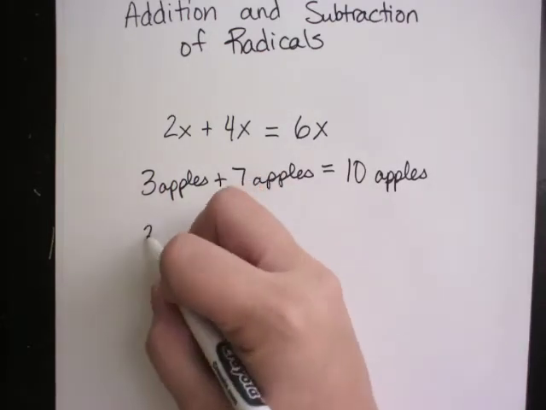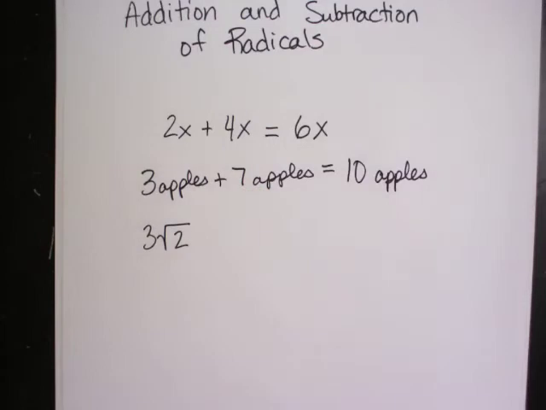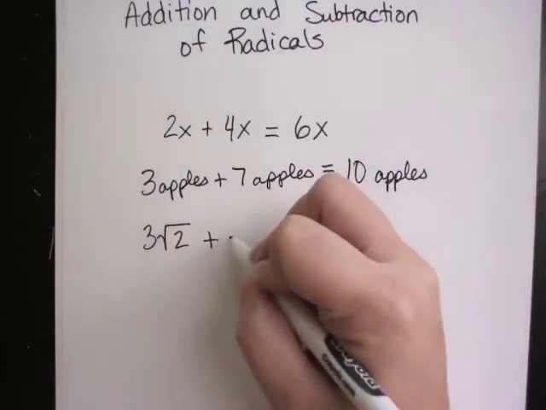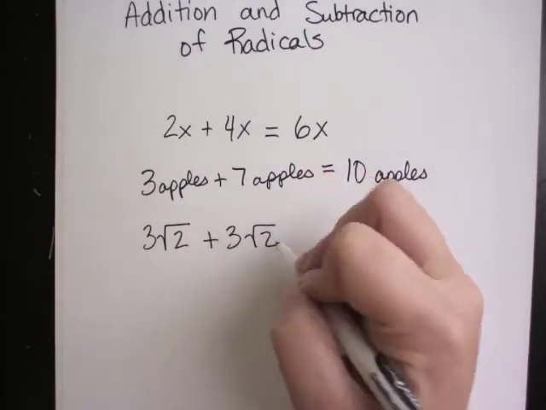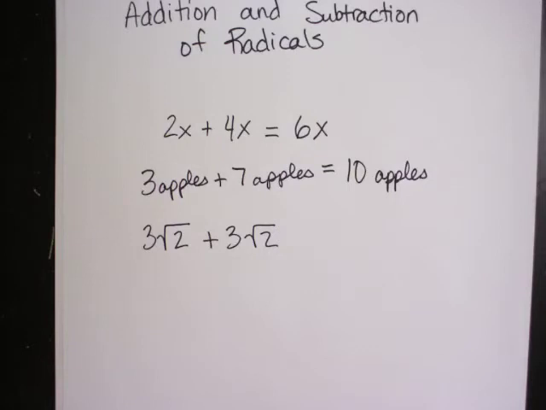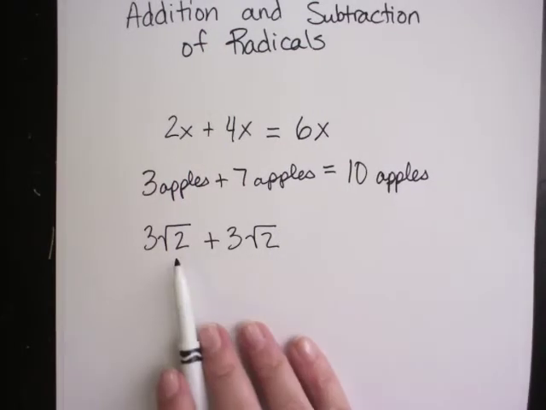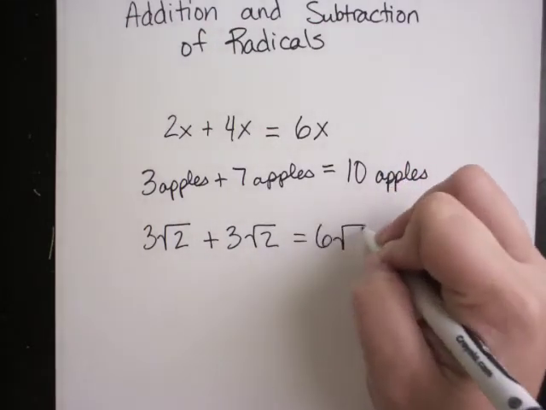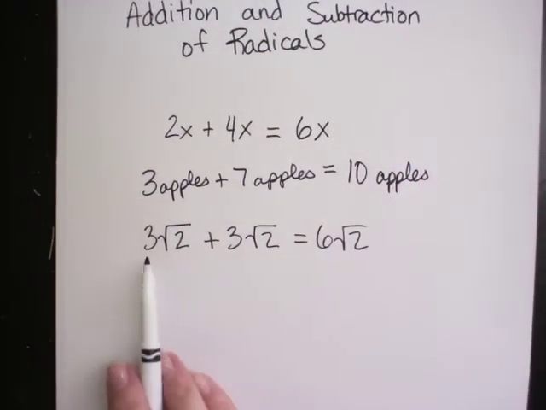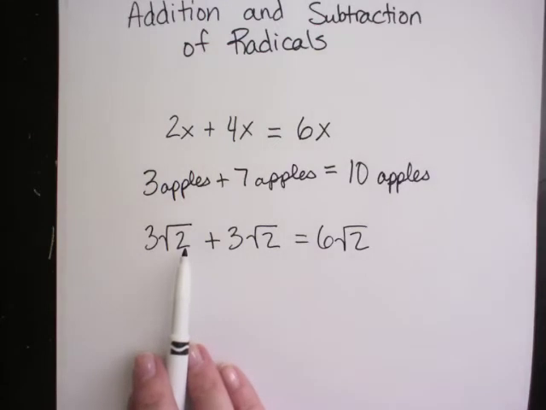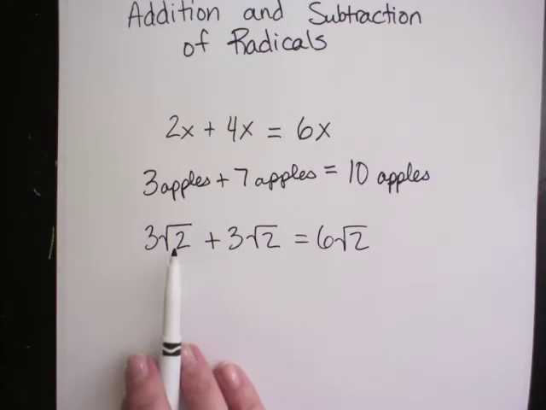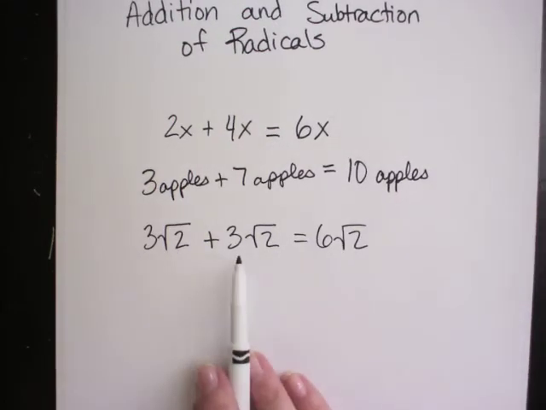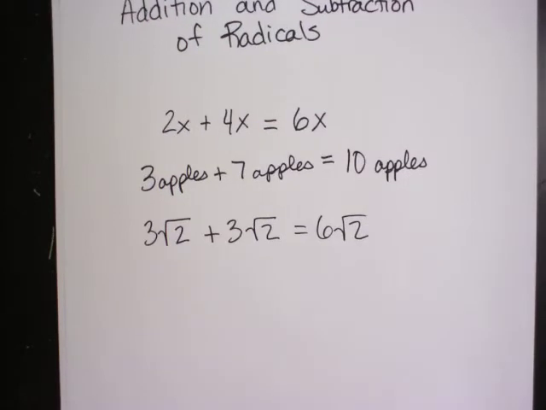We are going to have something like 3 times the square root of 2 plus 3 times the square root of 2. So we would say, how many square root of 2 do I have? 6. Yes, I have 6 square root of 2. That's like having the square root of 2 three times, and I'm adding them together. Plus 3 more gives me 6 square root of 2. See how it's very similar?